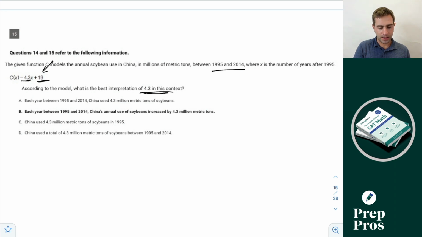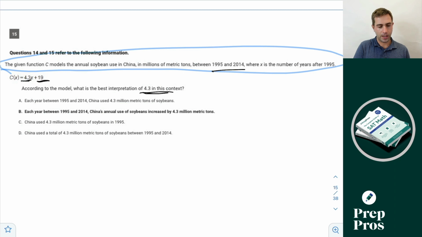Each year between 1995 and 2014, China used 4.3 million metric tons of soybeans. So let's reread this because this is an interpreting lines question, so you want to be really careful to make sure you're getting all the language right. Models the annual soybean use in China in millions of metric tons between 1995 and 2014. This is wrong because each year they didn't use this amount. Each year they increased their use by that amount.